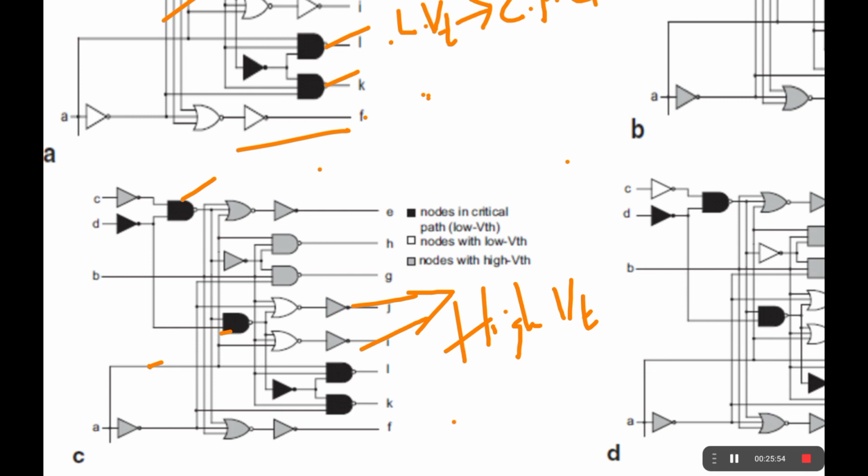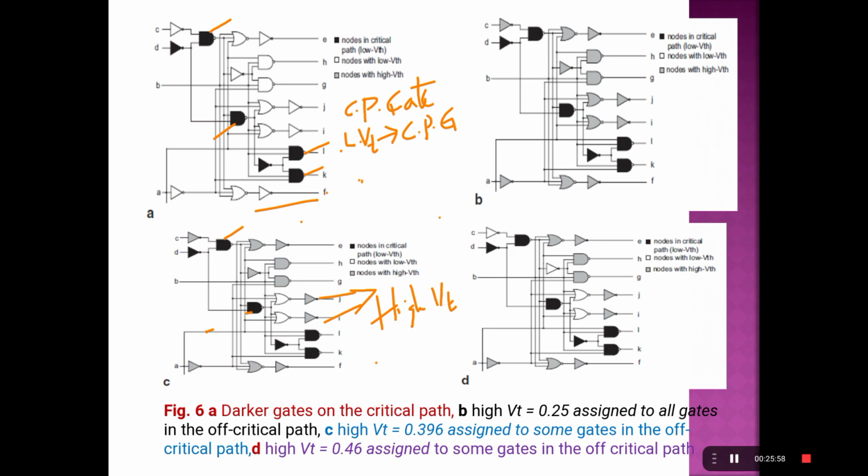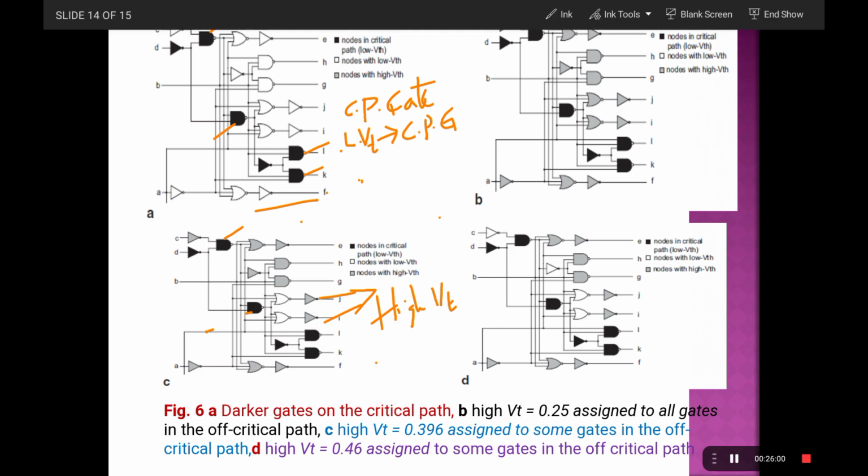So next one. The last consideration is high VT 0.46 assigned to some of the gates in the critical path. So 0.46 means that in each and every case we are increasing from 0.25. So obviously each and every one is having a different value. Sir, why are you always taking this leakage current into account?